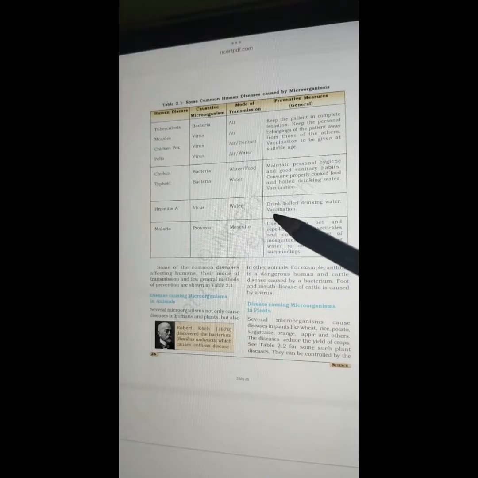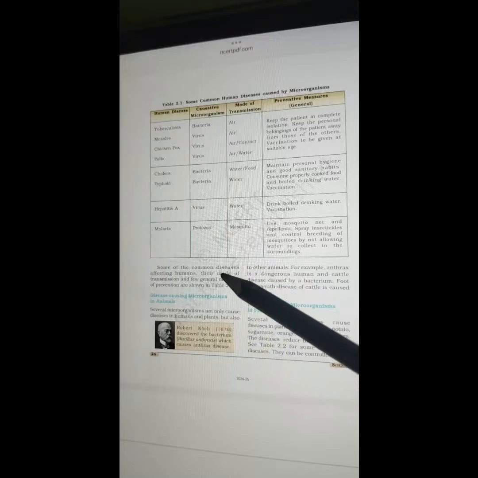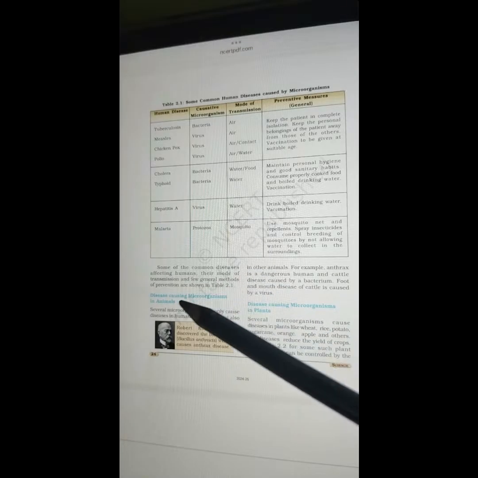Hepatitis A is caused by a virus, mode of transmission is water. Drink boiled drinking water, and vaccination should be given. Malaria is caused by a protozoa, mode of transmission is mosquito. Use mosquito nets and repellents, spray insecticides, and control breeding of mosquitoes by not allowing water to collect in the surroundings. Some of the common diseases affecting humans, their mode of transmission, and a few general methods of prevention are shown in Table 2.1.